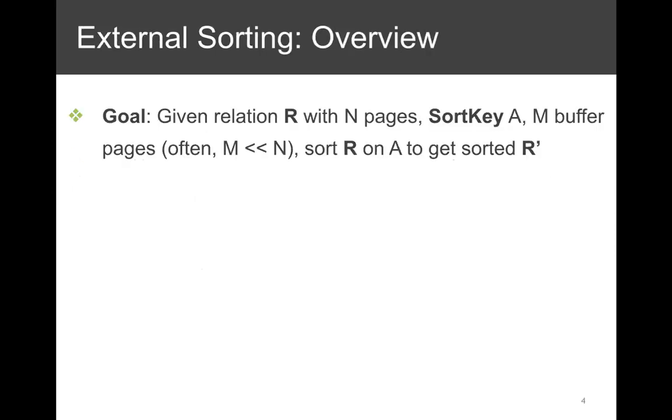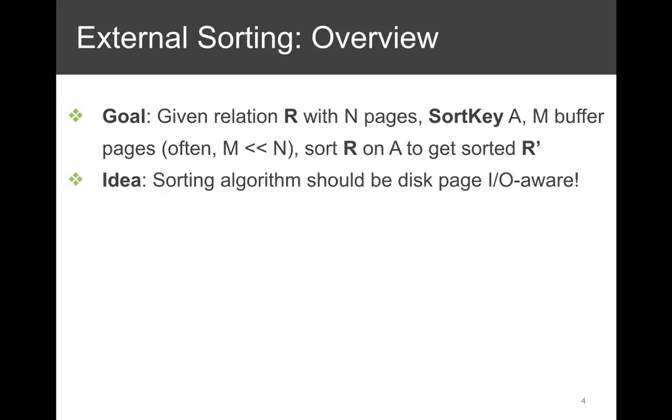As an overview, here's our precise goal. We are given a relation R with, say, n pages, assumed to be on disk. We're given a sort key A, which is the ORDER BY clause attributes, for example. And then we have m buffer memory pages, the buffer pool. That's typically much, much less than n. Now, if it is not less than n, then you can just read the file and sort it in memory. Then we want to sort R on A to get a new temporary sorted file, R prime. The basic idea is that we need a sorting algorithm that is aware of disk I/Os and optimizes for that.